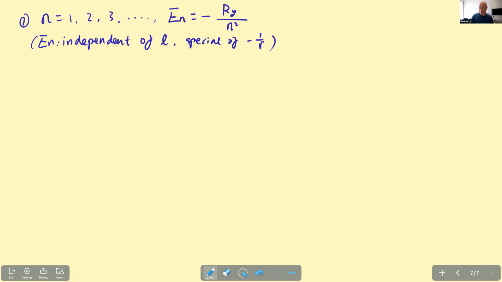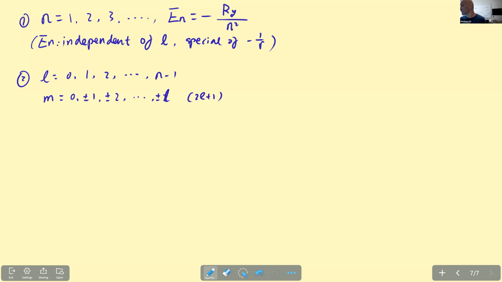Now, secondly, for each n, L equals 0, 1, 2, up to n minus 1. We already know that for each L, m equals 0, plus or minus 1, plus or minus 2, and so forth, up to plus or minus L, right? So altogether there are 2L plus 1 choices. Altogether you have n choices, right?